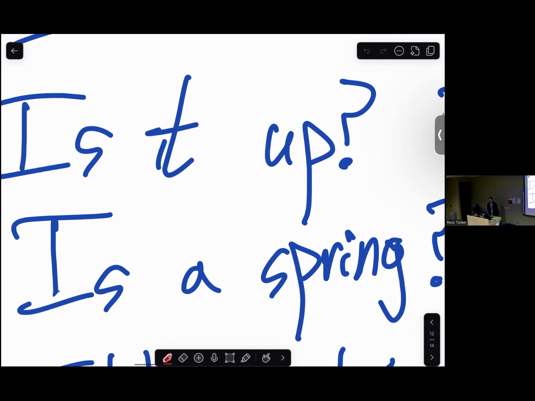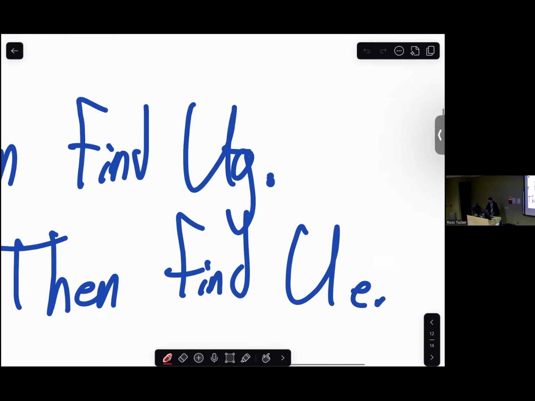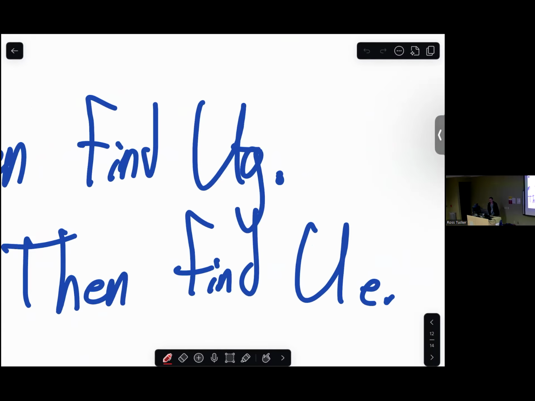Third step, is a spring compressed, extended, springified? Again, that shouldn't be killer. I'm going to give you a new equation today. Do you remember spring constant? Do you remember displacement, change in length? What's that equation for a spring force?